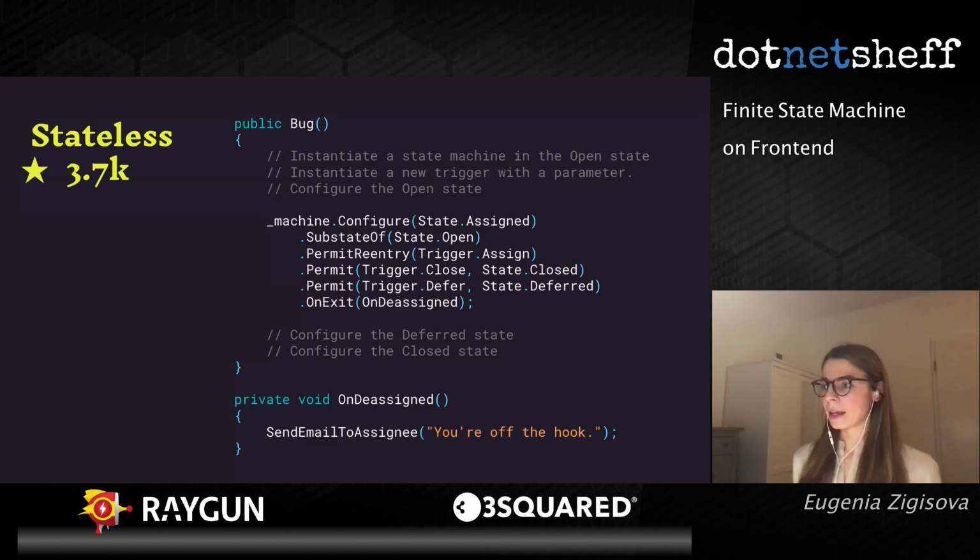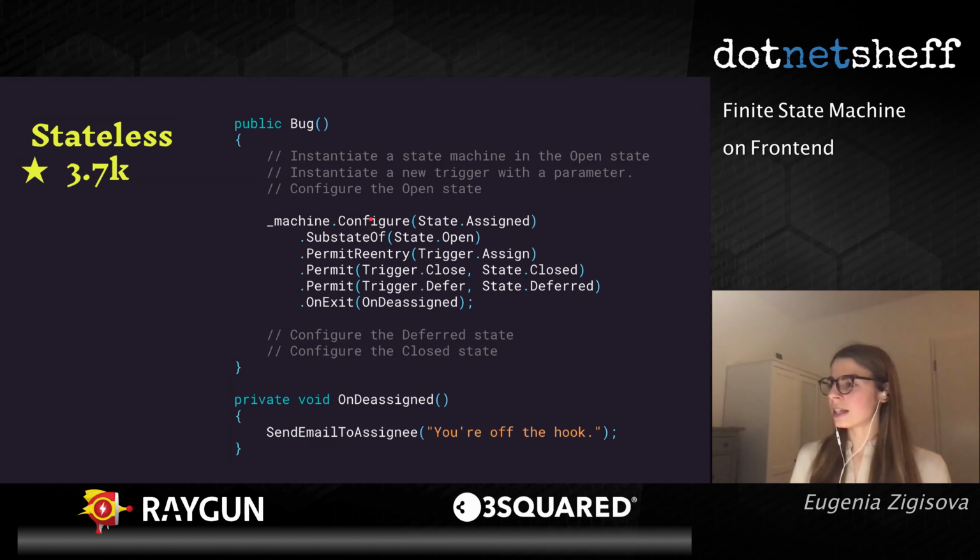And here I have posted an example from their documentation. This example is about an issue tracker. This state machine has four states: open, assigned, deferred, or closed. It's about a bug. And I left only the example where they configure the assigned state. The configuration looks a bit different, because each state is configured separately, not like in XState in one object.